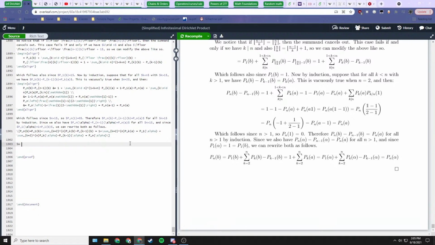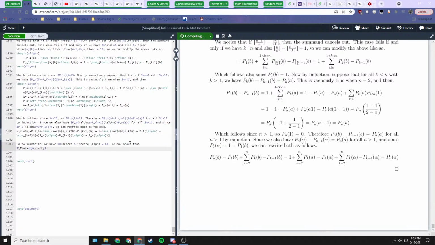Okay, so we have 0 is bounded below by a, which is bounded below by alpha, which is equal to b. We now prove that theta of b is less than infinity.